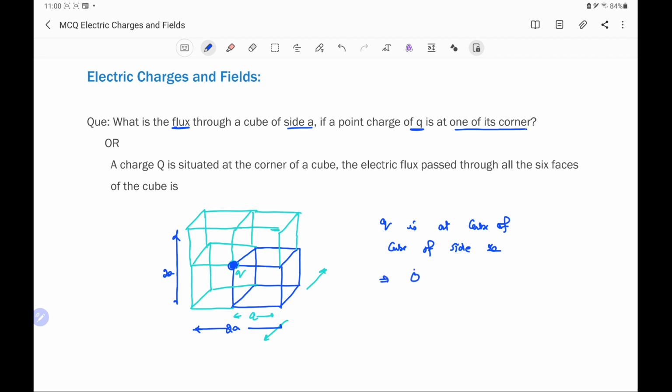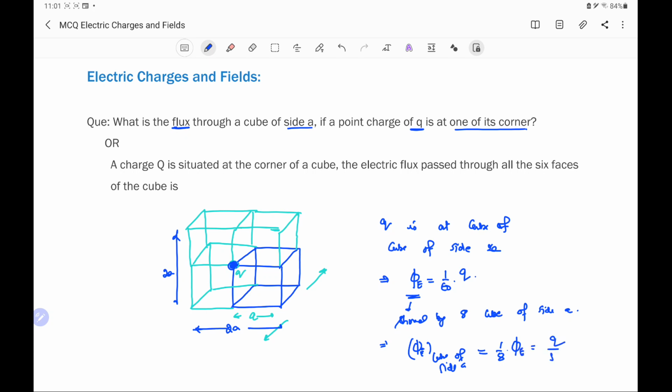Therefore, the flux linked with this cube of side 2A will be equal to 1/epsilon naught times the charge enclosed, this is Q. And this flux is shared by 8 cubes of side small a. This implies that phi E for the cube of side A will be equal to 1/8 of the flux of the larger cube of side 2A, because this flux is equally shared by the 8 cubes. So it will be Q by 8 epsilon naught.